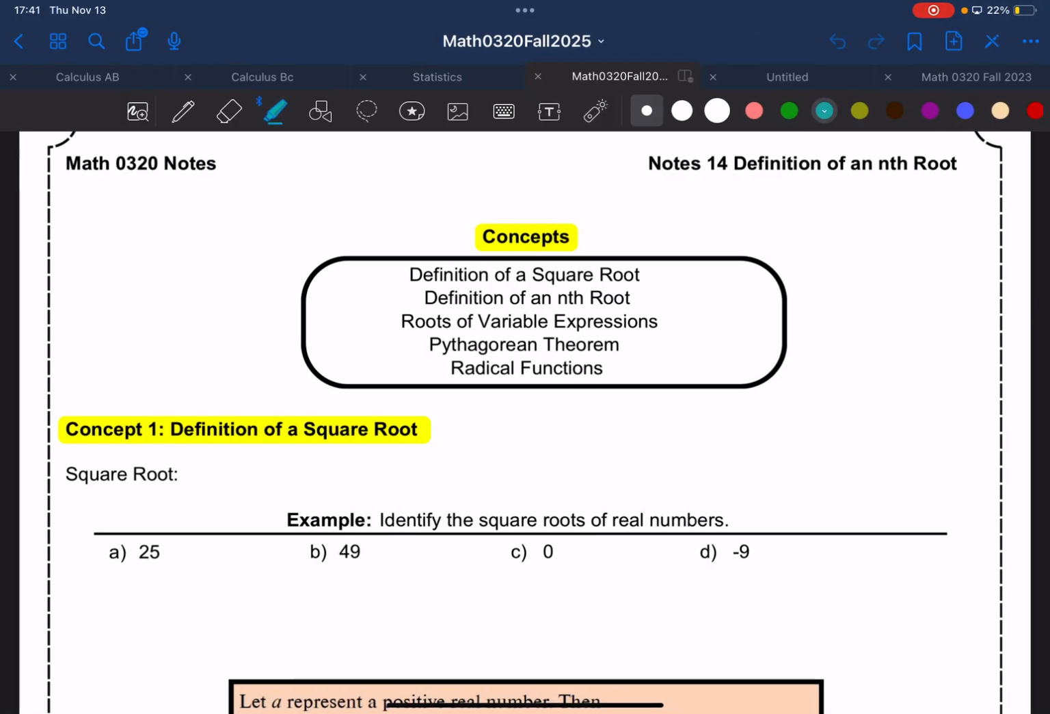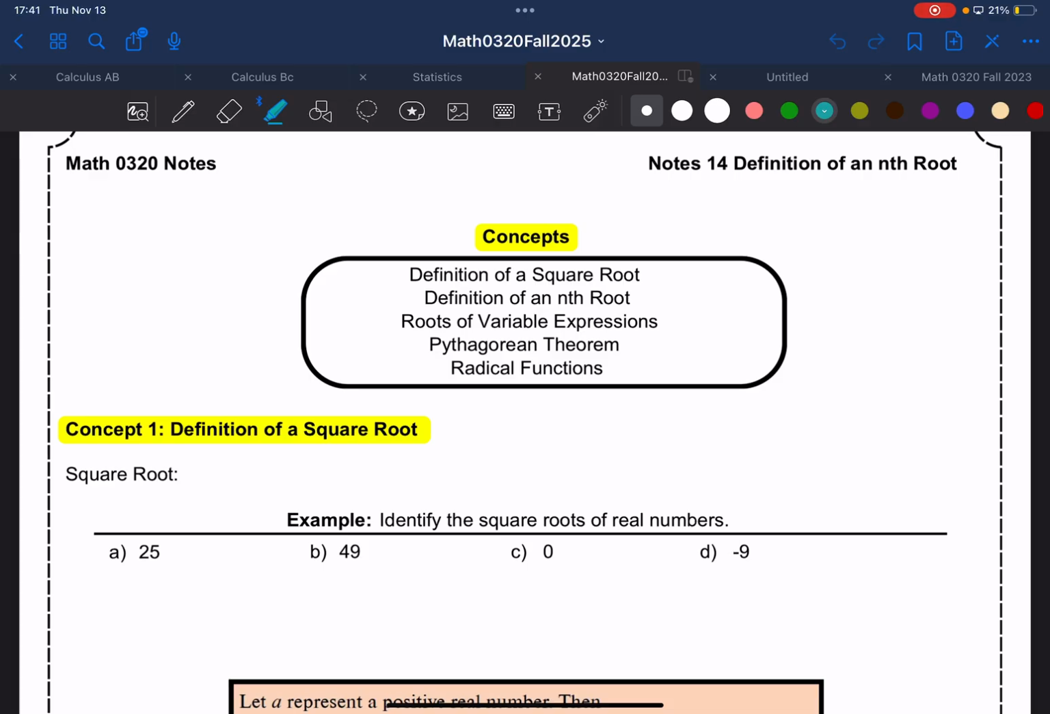Okay, notes 14 is definition of an nth root. So we're going to talk about the definition of a square root, definition of an nth root, how to find roots of variable expressions. I'll talk a little bit about the Pythagorean theorem again, and then a little bit about radical functions. So we're finishing up rational functions. Now we're going to go into radical functions.